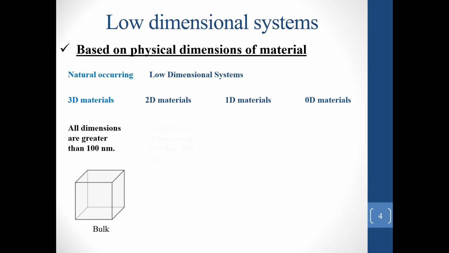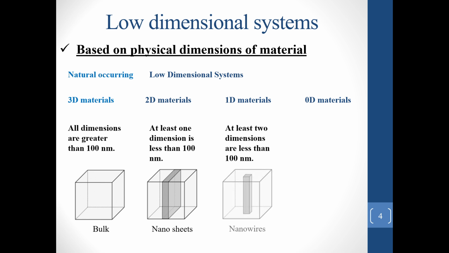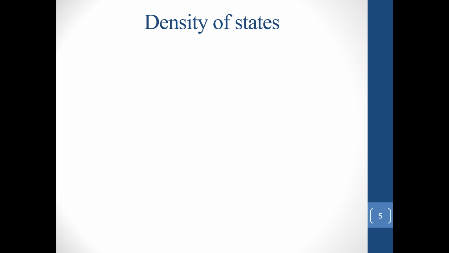Okay, 2D materials are those in which one dimension is less than 100 nanometer, like this nanosheet, and in 1D, at least two dimensions are less than 100 nanometer, like nanowire, and where all dimensions are less than 100 nanometers are quantum dots, okay, in 0D material. So move on towards the density of states.